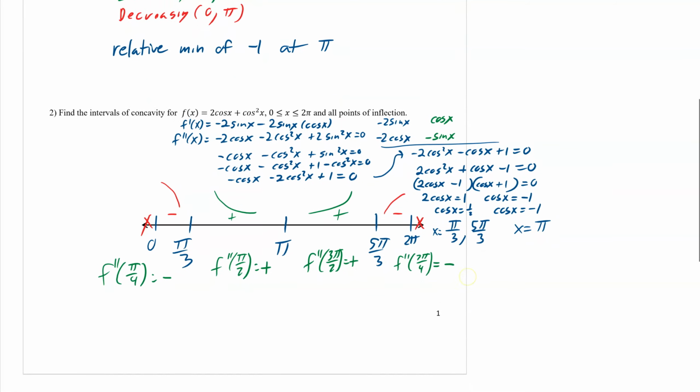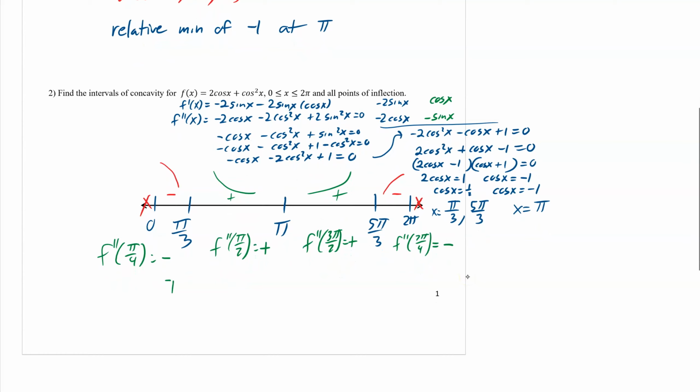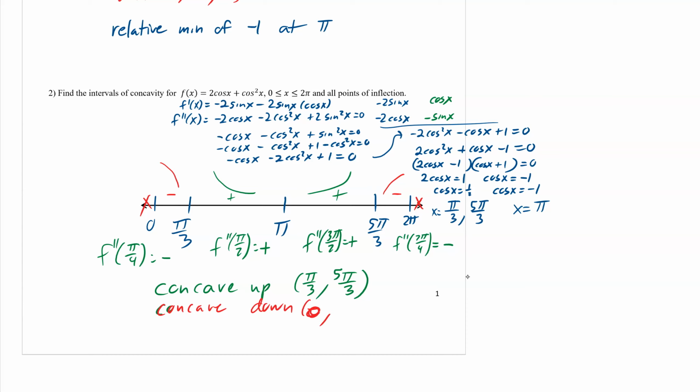Everything is perfect. So we are increasing, or sorry, I'm already on this first derivative. Concave up from pi over 3 to 5 pi over 3, sorry about that. And then concave down, let's put that in red, from 0 to pi over 3, union 5 pi over 3 to 2 pi.